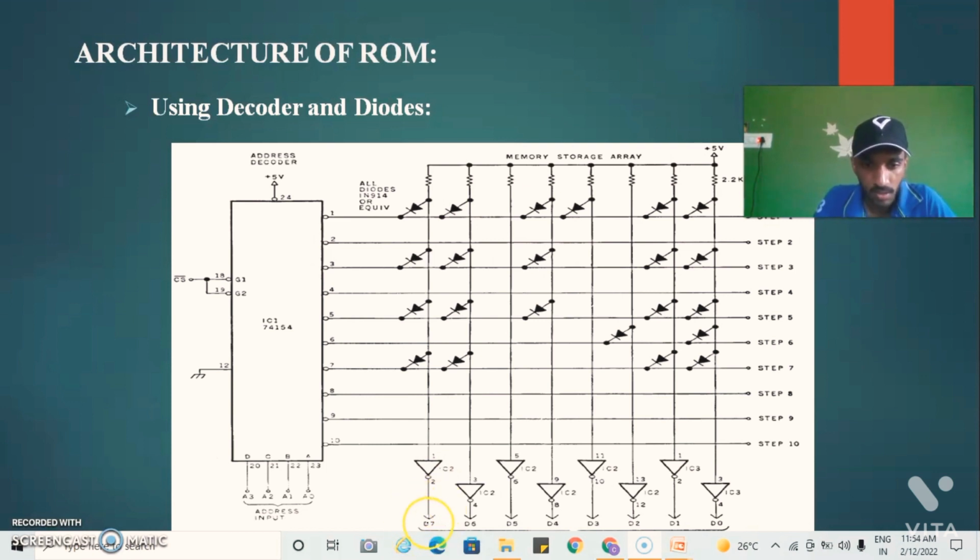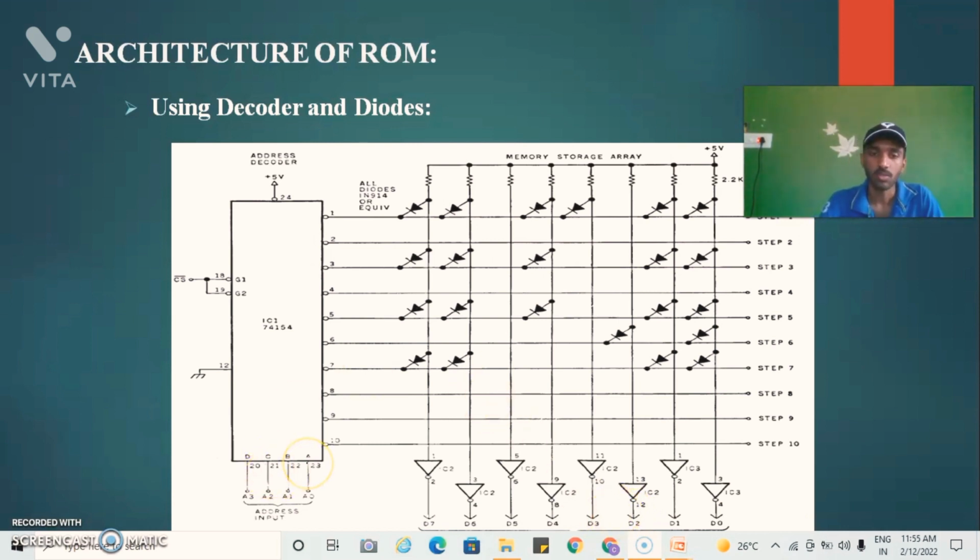D7 is the MSB of the data output. D0 to D7 will be at high state. In this way, if you consider 000, D7, D6, D4, D3, D1, D0 will be at high position, and D5 and D2 will be at low position.